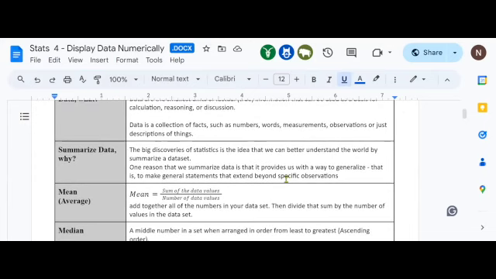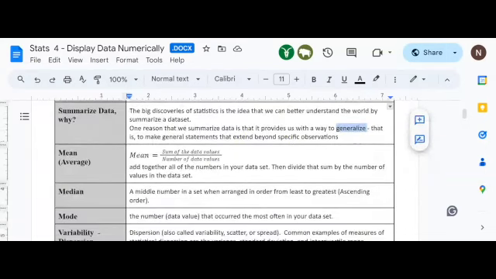Okay, why do we summarize data? The big discovery of statistics is that we can better understand the world by summarizing the data set. One reason that we summarize data is that it provides us with a way to generalize. This word is very important. Generalize means to take from small groups to large groups or to the population, to make general statements that extend beyond specific observations.